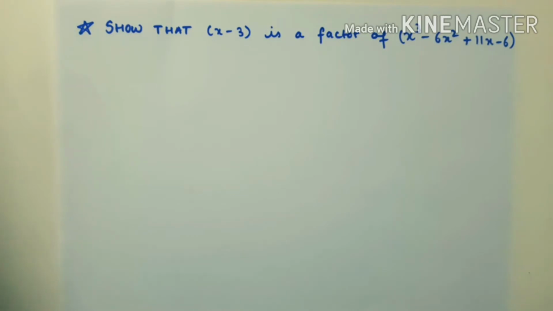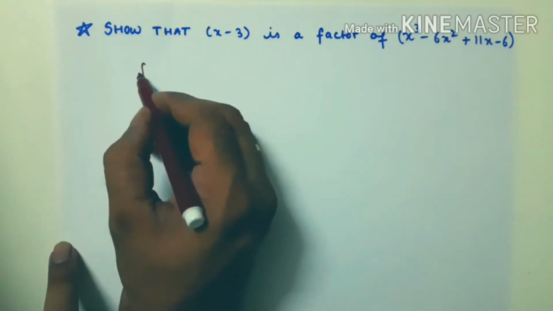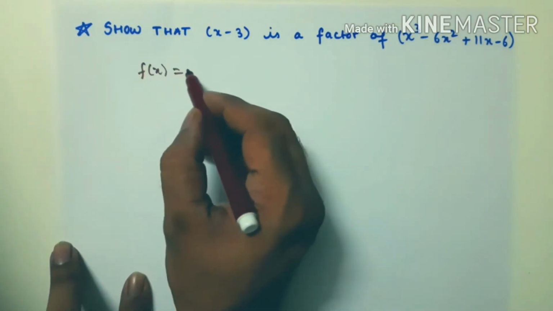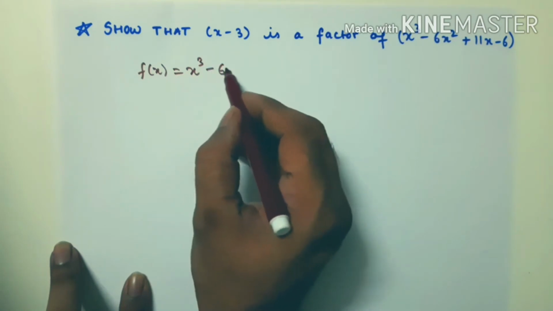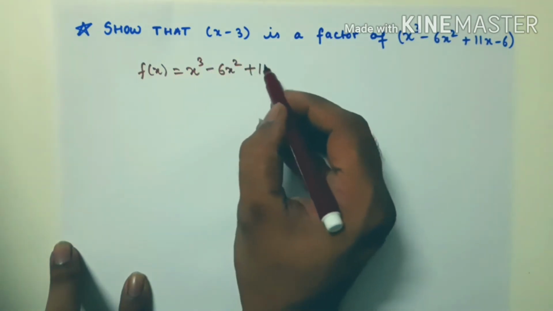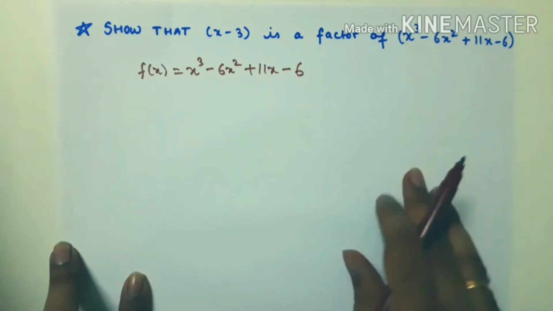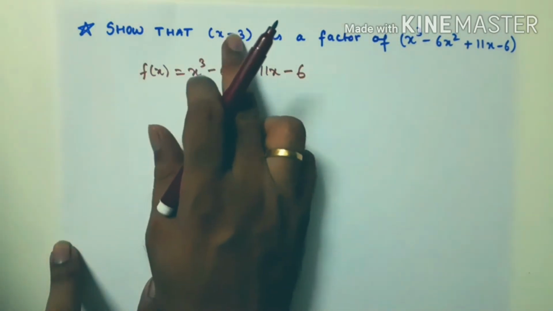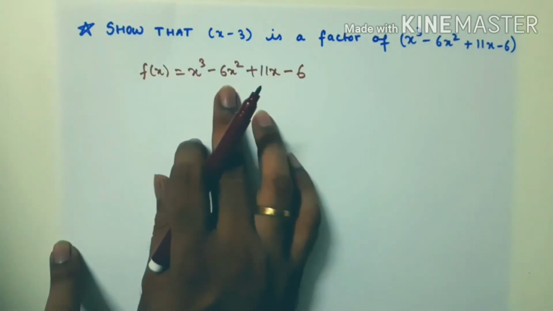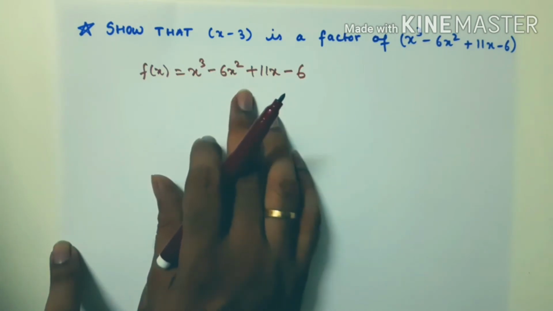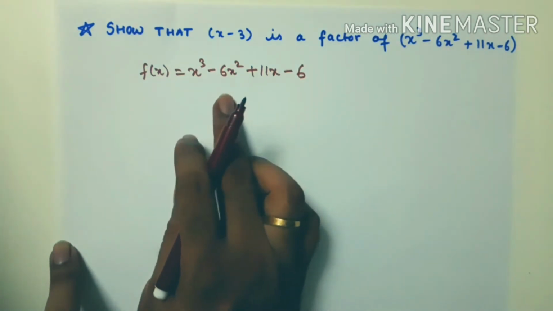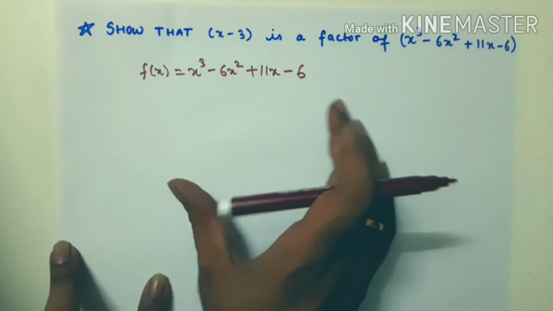Let's see this example. We have to show that x minus 3 is a factor of x cubed minus 6x squared plus 11x minus 6. So let's take f of x equals x cubed minus 6x squared plus 11x minus 6. Now, to prove that x minus 3 is a factor of f of x, first we need the remainder. As we know, we will do it using the factor theorem.